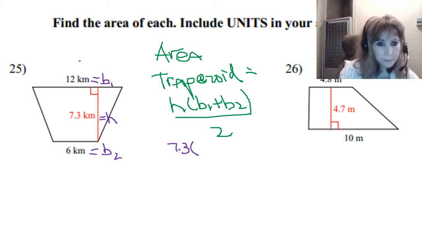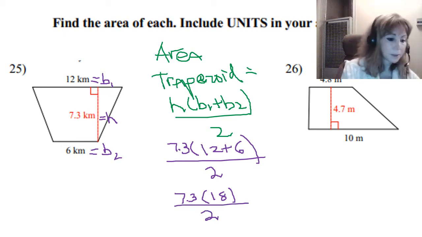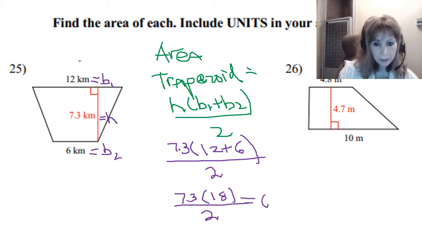Base 1, you got 12 plus base 2 is 6. All that divided by 2. 12 and 6 is 18. And you're going to multiply by 7.3, and then you're going to divide by 2. So here we go. 7.3 multiplied by 18, and then divide by 2, and you get 65.7. And don't forget, kilometers to the second power. Kilometers squared.